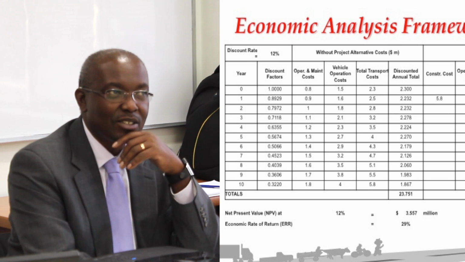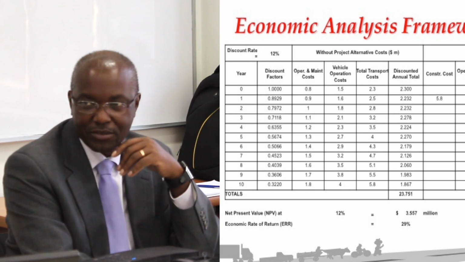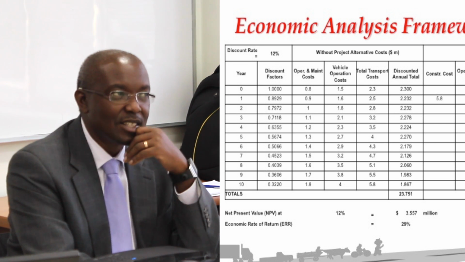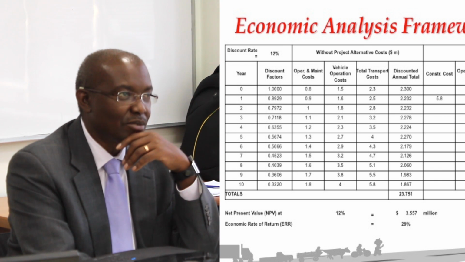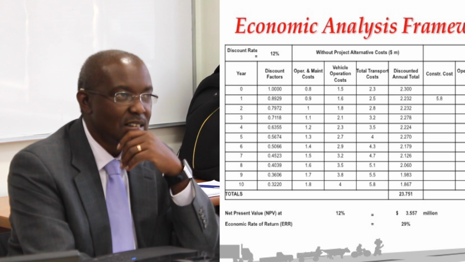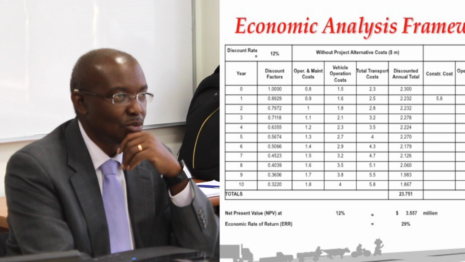So our net present value is basically the difference between that and that. So at 12%, when you subtract this from that, you get 3.557. Okay? So that's how it works in roads. And of course, the economic rate of return by definition is the discount rate at which this would be zero.